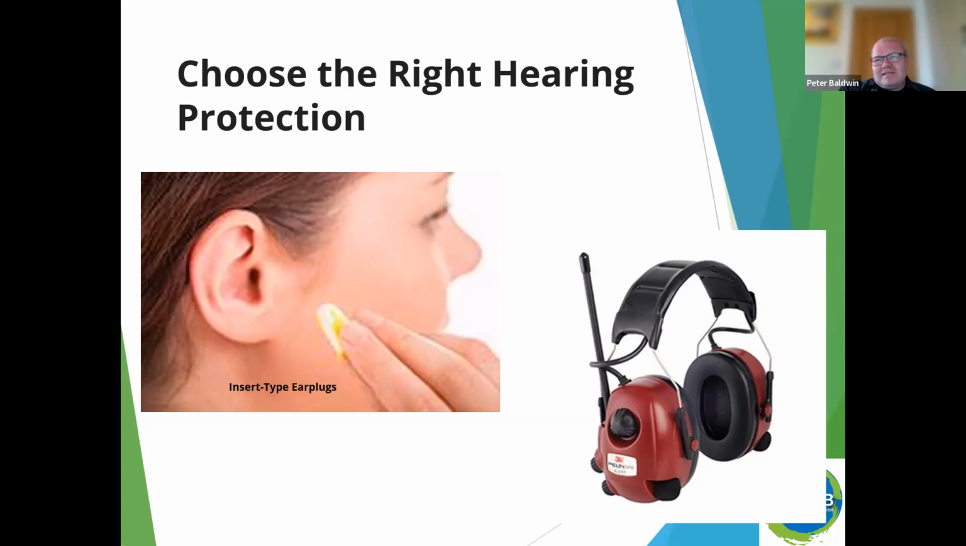And sometimes, as in this case, you can see that those earmuffs have got a radio built in. So if you need communication, you can have that radio built into the system, so you can hear what instructions have been given. Shall we say, if you're in a really noisy environment, that might be the preferred choice. And sometimes, if you're in really noisy environments, you might need to wear both: something that goes into the ear canal and the muff type.